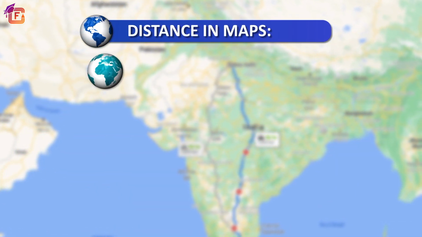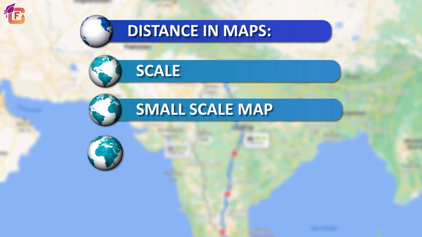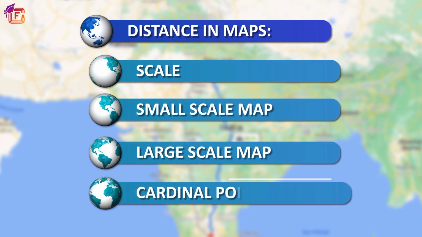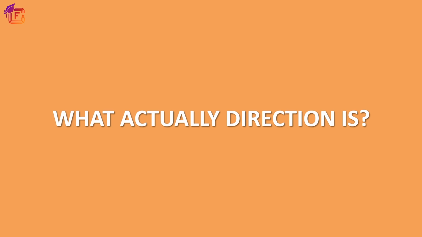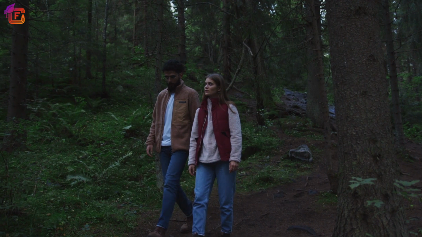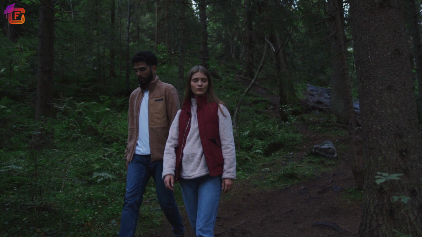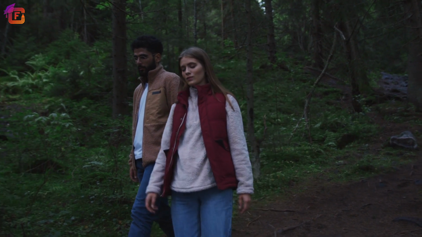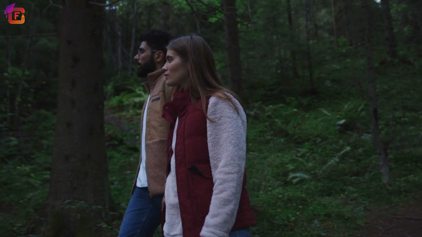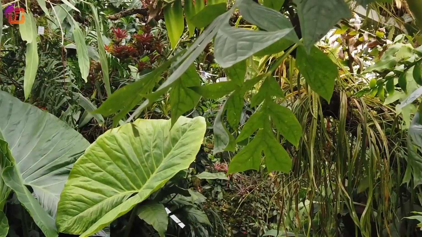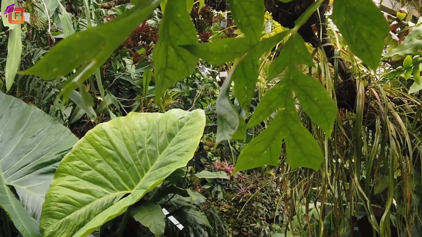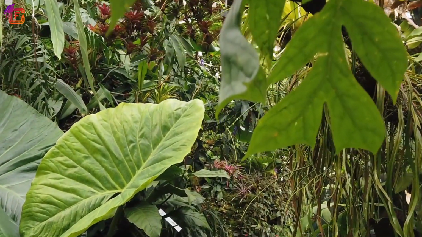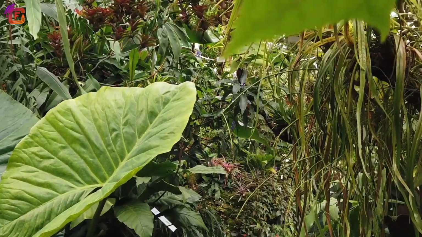In the previous chapter, we have learnt about distance on maps, which includes different kinds of scales and methods of presenting scales. But what actually is direction? Well, direction is the most essential thing you need to know in the rainforest when you are lost. Direction is the way you need to go to get from one location or object to another location or object.